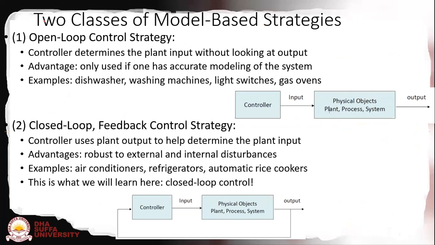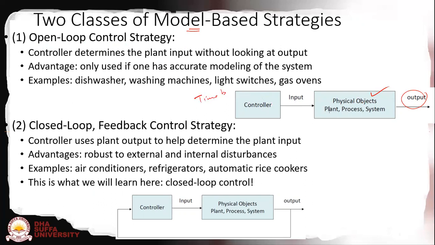Now, there are two classes of model-based strategies. First is called open loop control strategy. The controller will determine the inputs without looking at the output. We already have the physical object, plant, process, system. It is defined here. We have the output, but the controller has no idea. Sometimes it is time based.